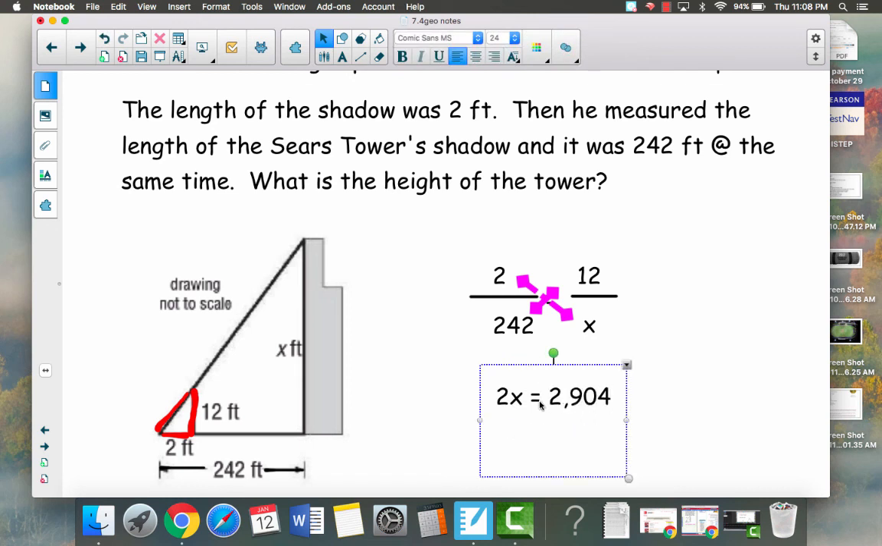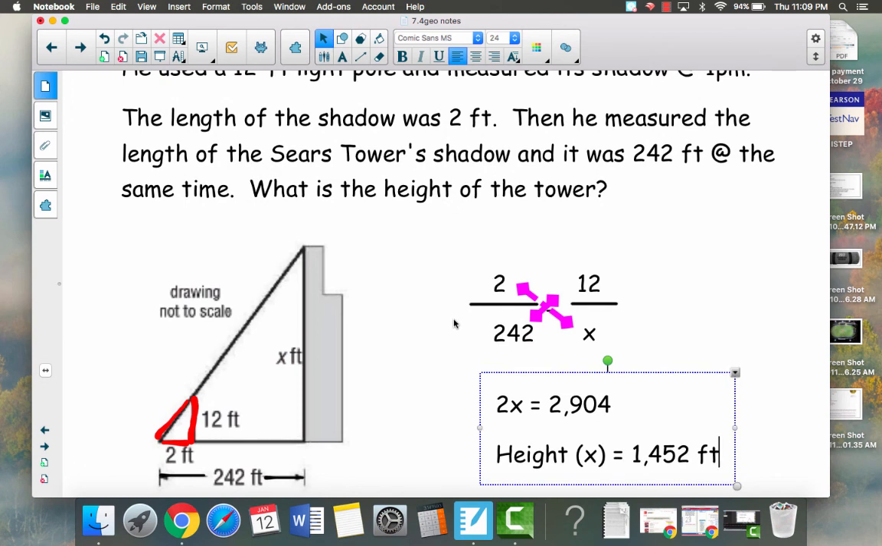And now all we have to do is divide by 2, and that gets us that the height, okay, so this is x, of the Sears Tower is going to be 1,452 feet tall. So this is a perfect example where units are very important. You just got to set up a proportion and then solve for your missing variable. And of course, if they ask you to plug anything back in, make sure you do that.